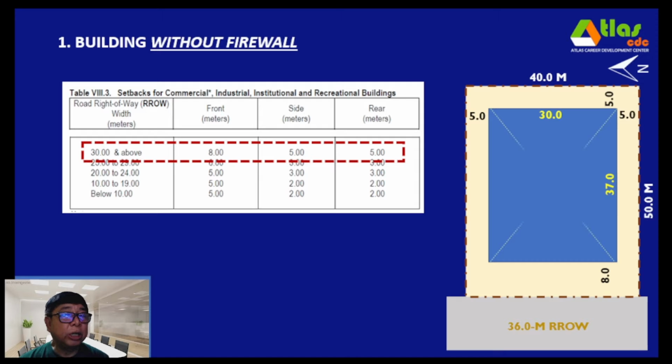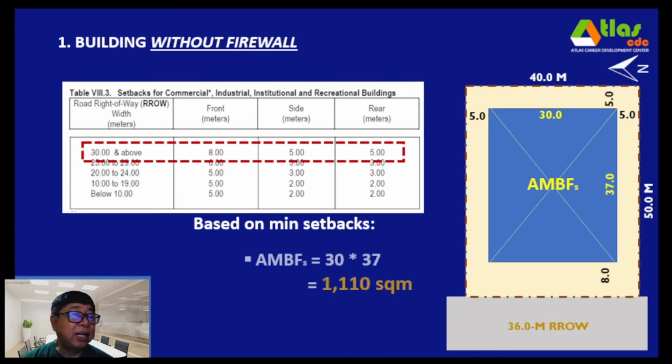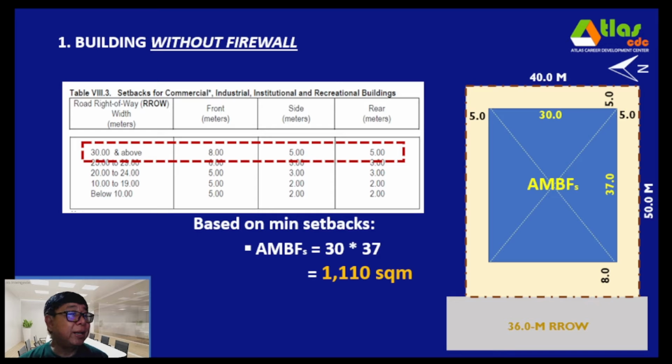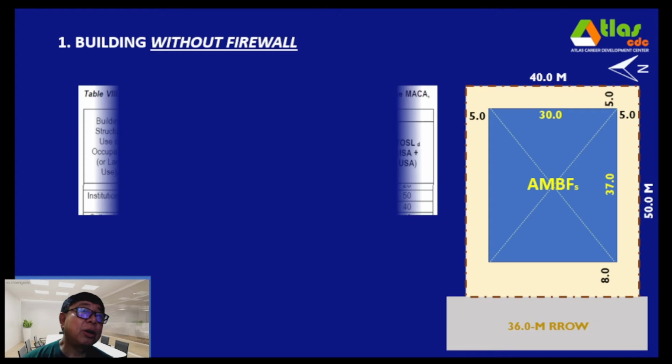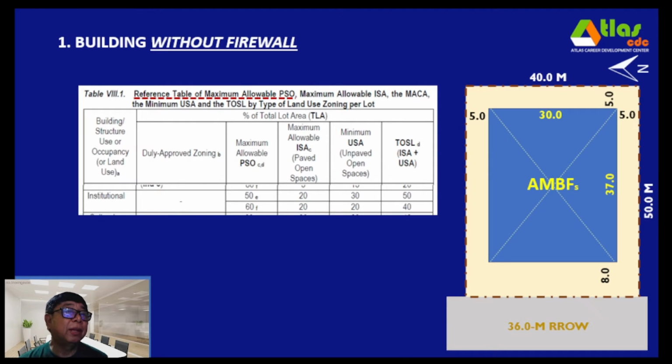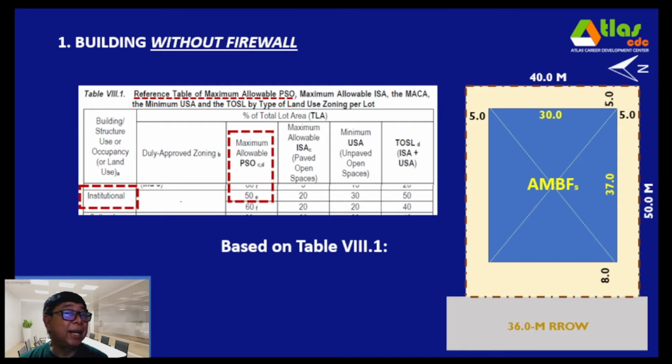So if we are going to multiply 30 by 37, that will give you the AMBF based on the minimum setbacks, and that will be 1,110 square meters, and its corresponding maximum PSO will be at 55.5%. So we are going to compare that value of the maximum PSO with the maximum PSO value indicated in another table, and this is Table 8.1. For institutional here without firewall, it shows 50% of the total lot area.